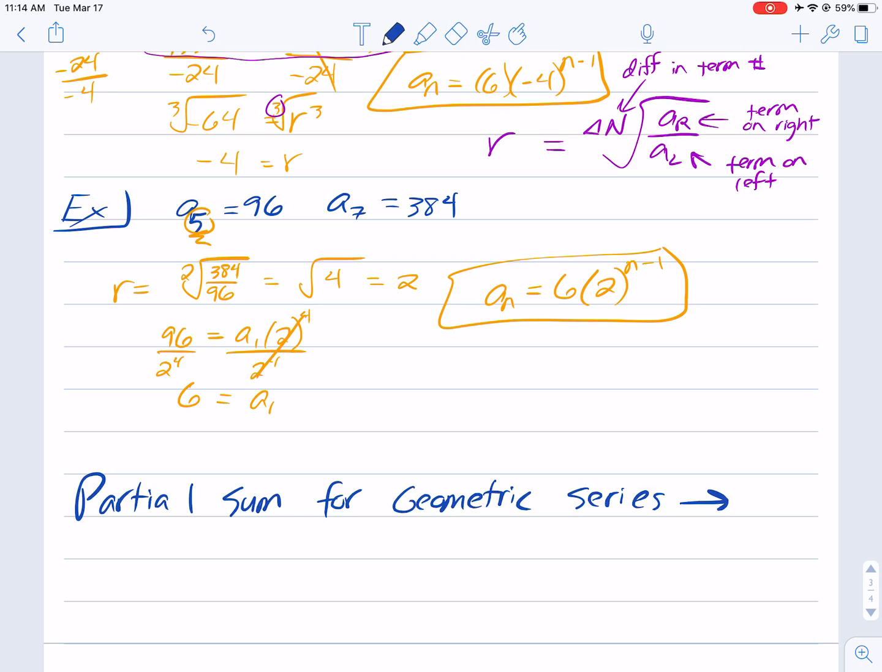Remember, a series is just a sequence that's being added together. To find the partial sum, we're going to write in sigma notation and then use your calculator. And if you don't have a calculator, you're going to punch it into Desmos.